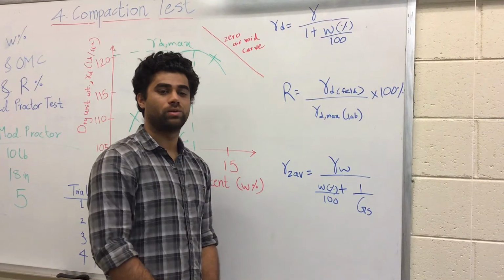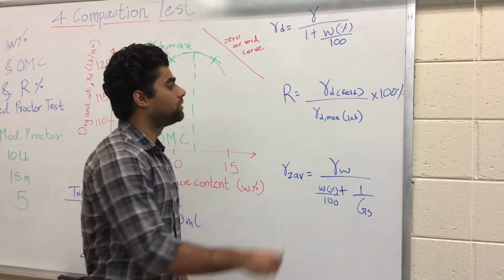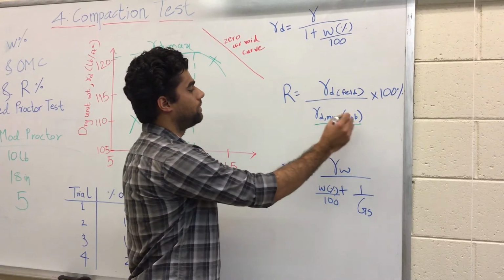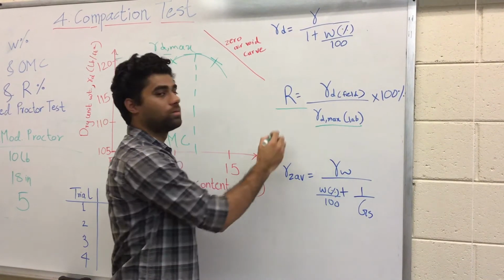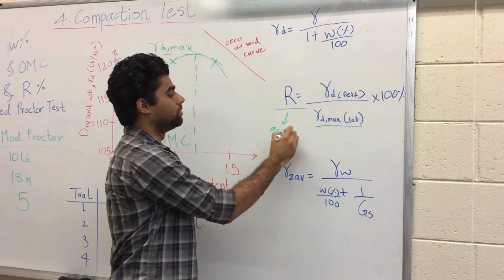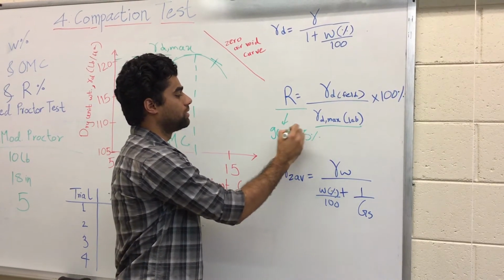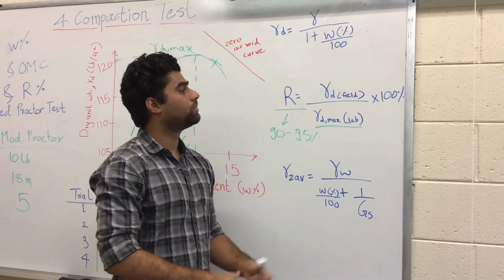Because we cannot calculate the compaction on the field, we calculate the maximum dry unit weight in the lab, and we need this relative compaction, which should be 90 to 95%, and then we get the dry unit weight of the field.